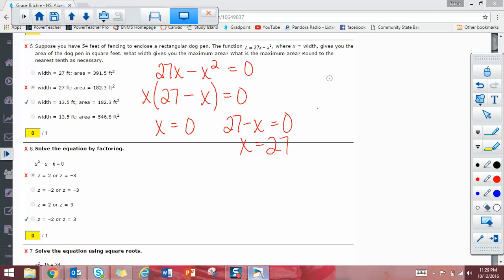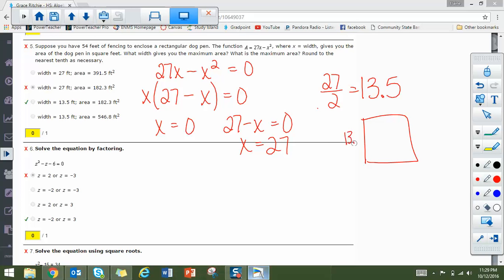So then we're going to take half of 27, and that's 13.5. So if that's the width, we need to find out the length. So you're going to do 54, I've got a calculator here, minus 13.5 minus 13.5. That leaves me with 27 left over. So I need to divide that by 2. So again, it's 13.5 and 13.5.